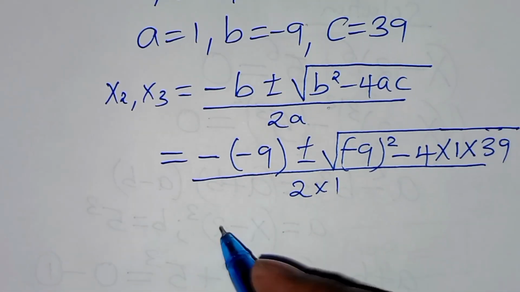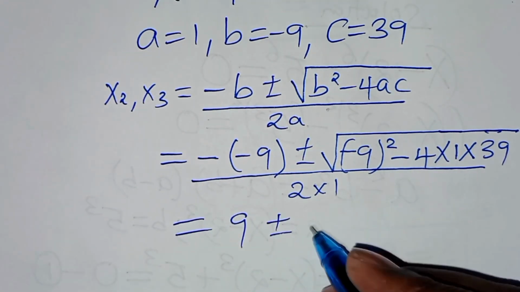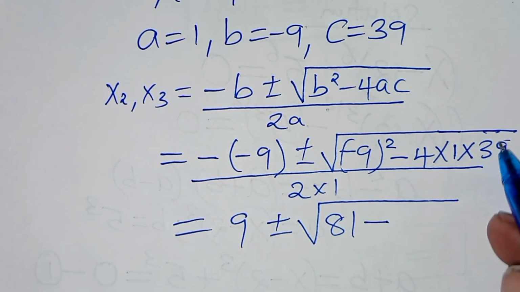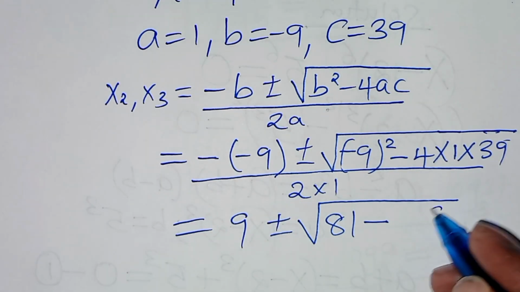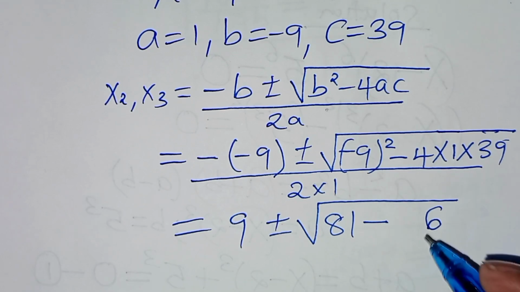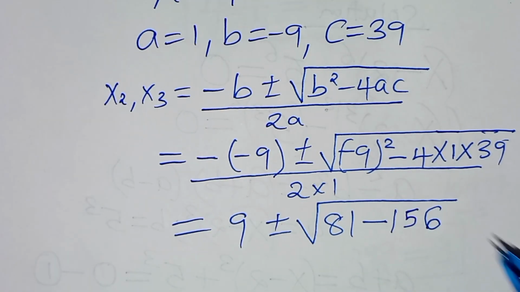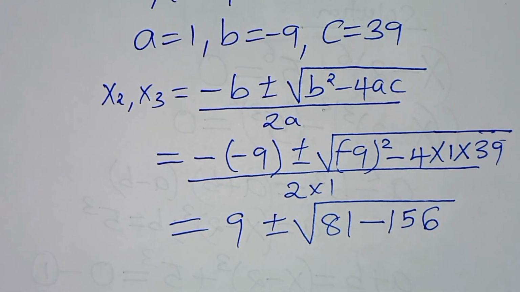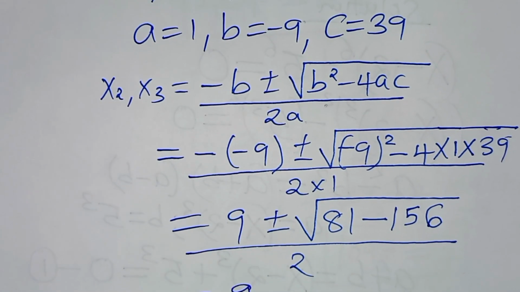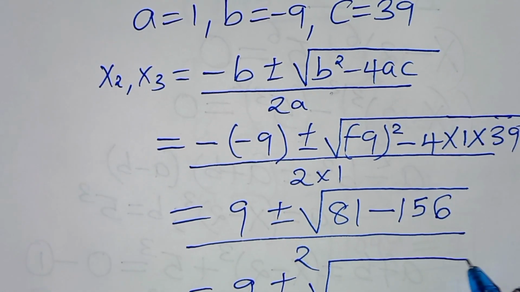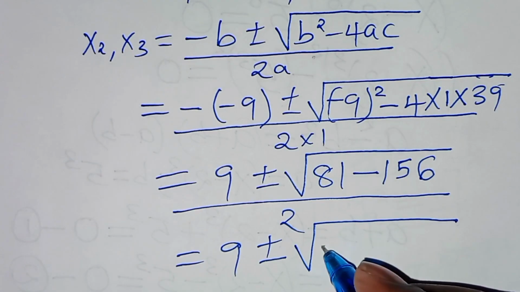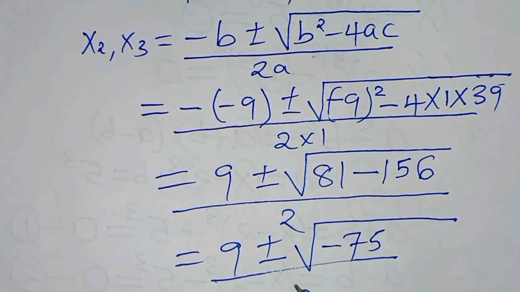So here we have 9 ± √(81 − 4 × 39). Now here we have 4 times 39, which is 156. So we have 81 subtract 156, so you have 9 ± √(81 − 156). This is −75, all divided by 2.